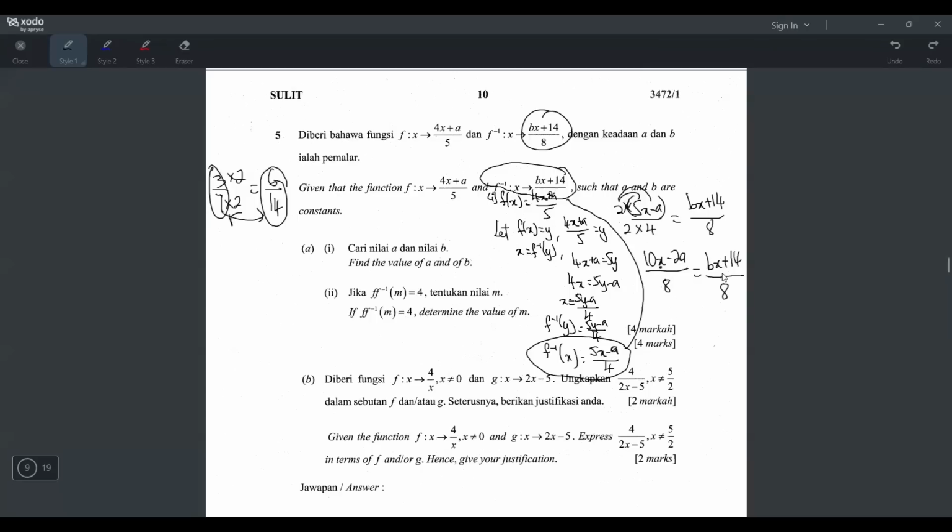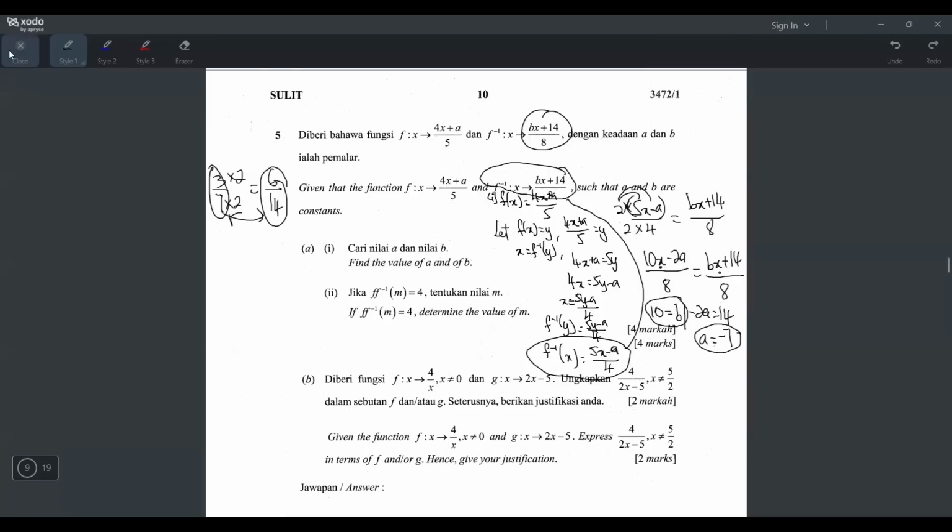So you can see this is x, this is x. So you can compare the number before x. The number before x is 10, and for this one, the number before x is b. So b equals 10. And then what about the 14? You don't tell me 2a is 14. No, no, no, it's not 2a, it's negative 2a. You have to be careful. Take the whole thing. Negative 2a equals 14, and then a equals negative 7. So this is your a answer, and this is your b answer, right? So that's all, right? Yeah, sudah siap.